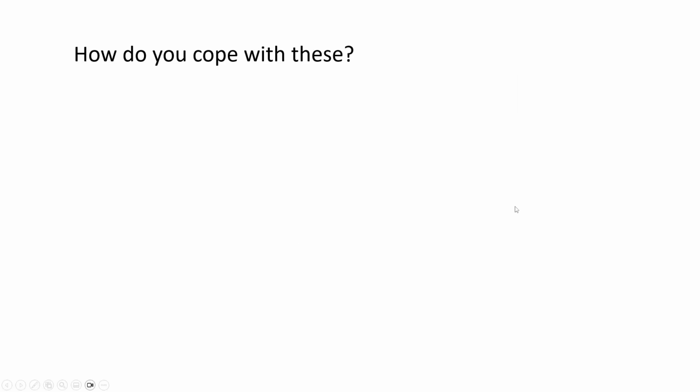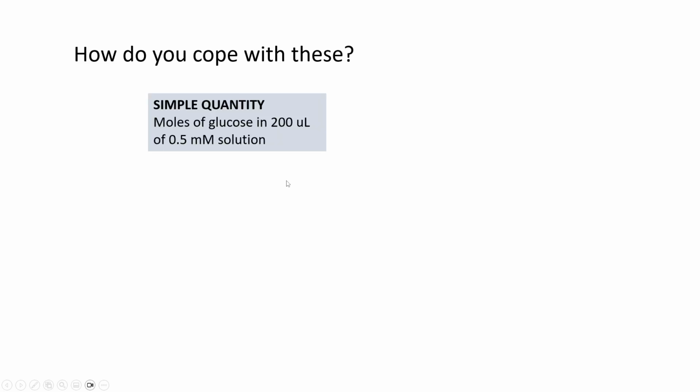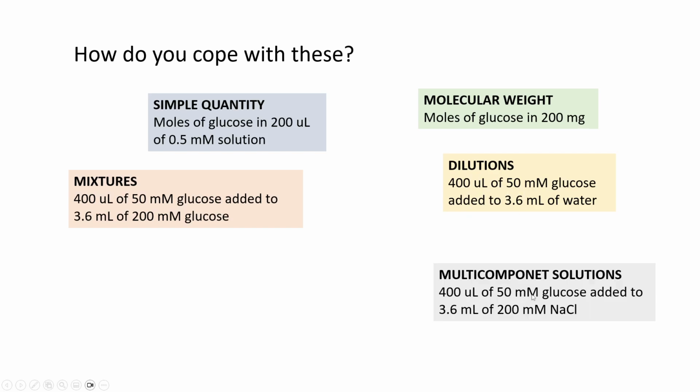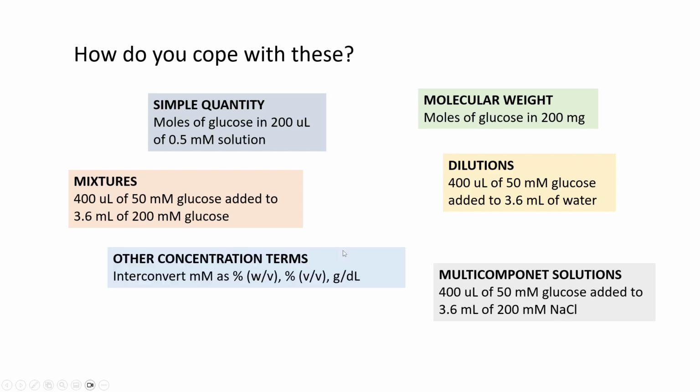So just to reflect on whether you need this approach, think about how you cope with these scenarios here. So doing a simple quantity, moles of glucose in a certain amount of a particular solution, maybe just knowing the amount of moles in a certain weight of the glucose. What about doing a mixture, adding glucose solutions together, or something quite simple like doing dilutions, adding glucose to water? What about multi-component solutions, adding the glucose to something that's already got other compounds in, like sodium chloride?